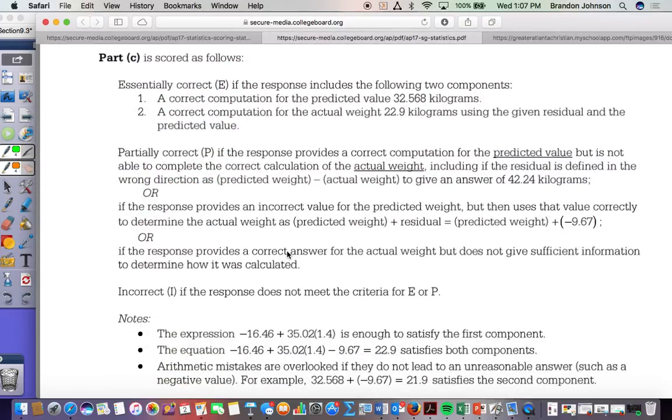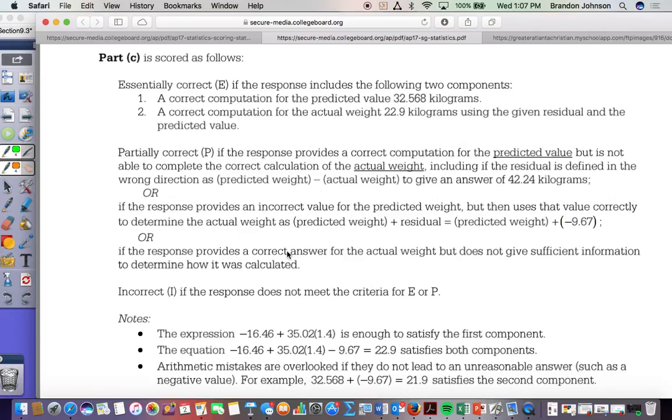Okay, last section. You would get an E if the response includes the following 2 components. A correct computation for the predicted value of 32.568 kilograms, because it's actual minus predicted equals residual. Do we all get that? Good. And then second, you must have a correct computation for the actual weight of 22.9 kilograms using the given residual and the predicted value.